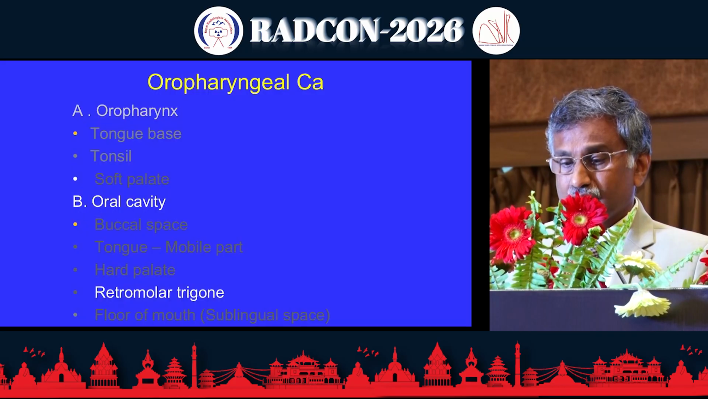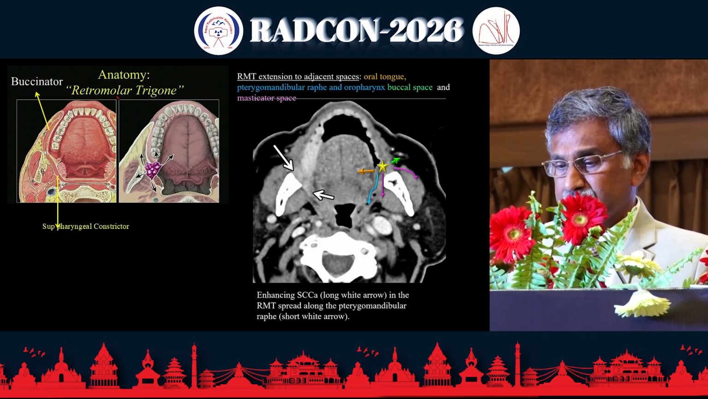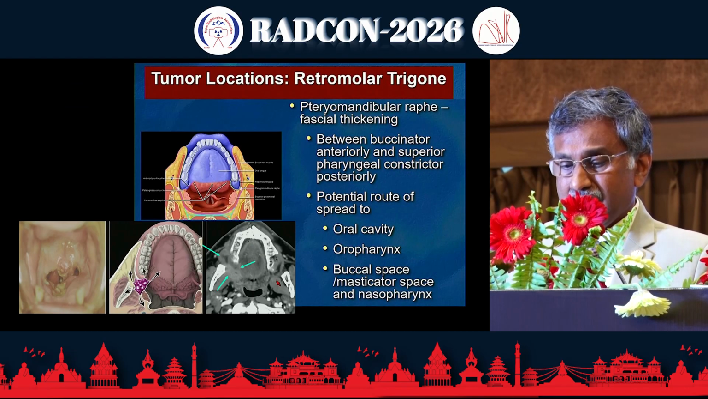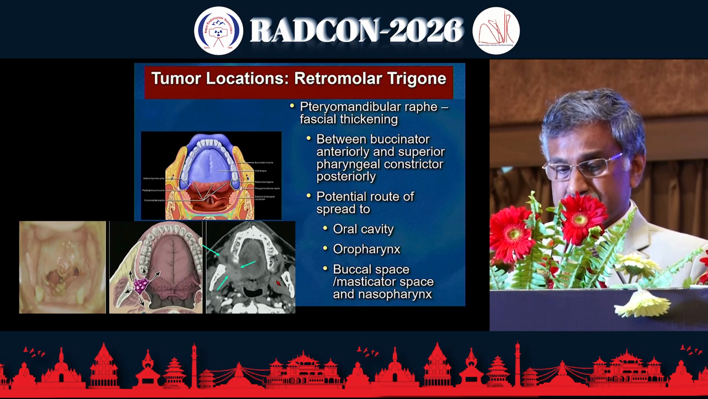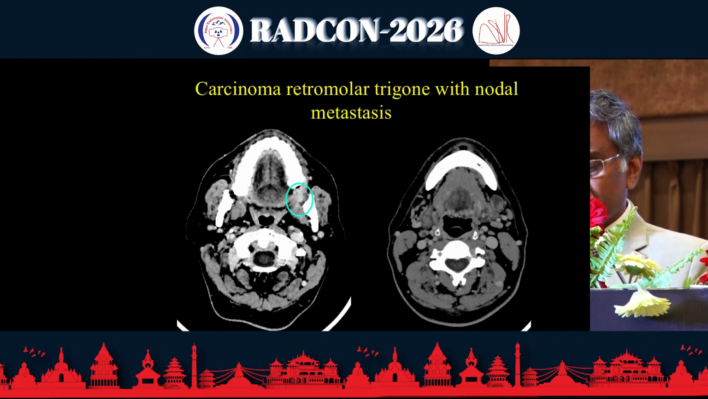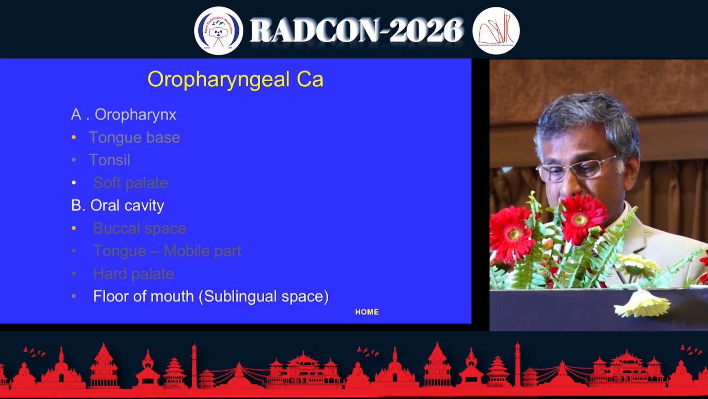Okay, the last one, retromolar trigone involvement. Here the spread can go posteriorly or anteriorly, with buccal space involvement, or involvement of the oral cavity and oropharynx. As in this case, carcinoma of the retromolar trigone can metastasize and involve the alveolar process. This last part will be floor of the mouth. It can involve the floor and sublingual space. It is most common. Sometimes there is involvement of the mandible, as in this case, with infiltration to the adjacent nodal station. So floor of the mouth is commonly come across in some cases.